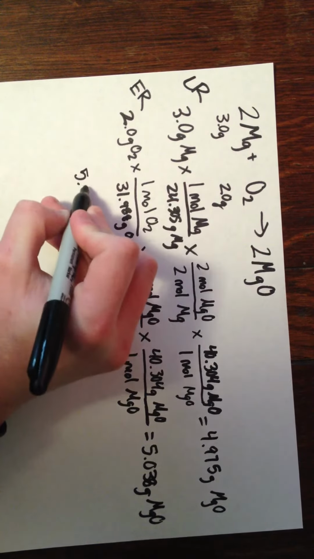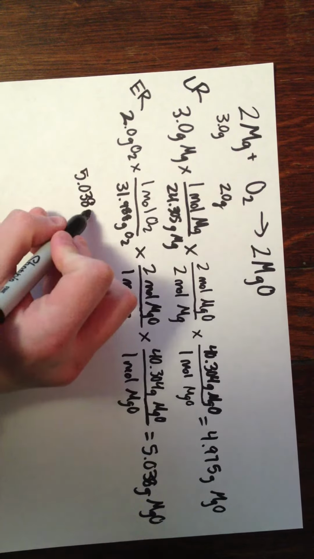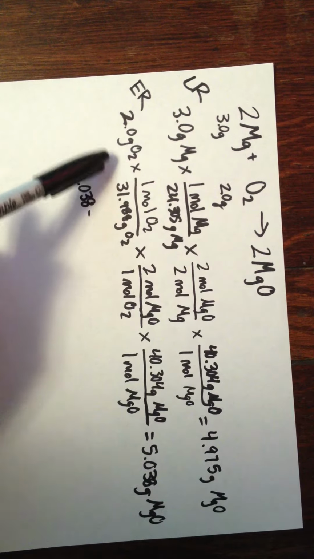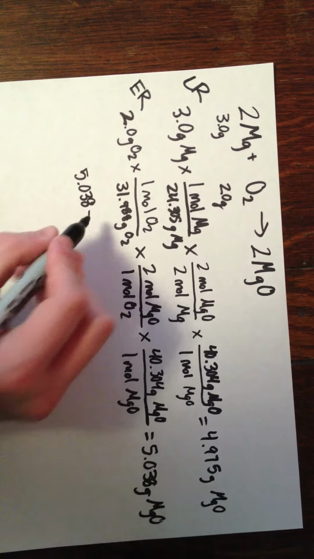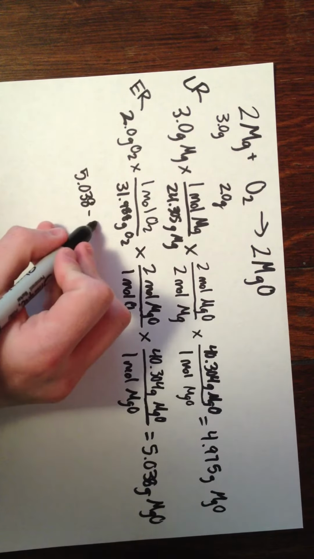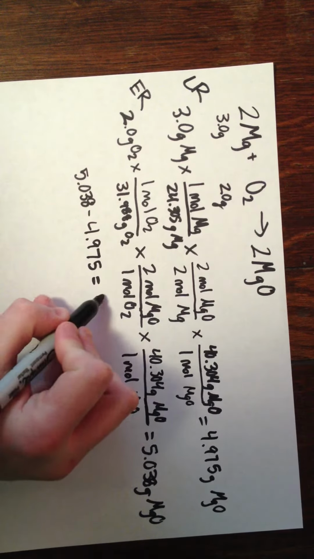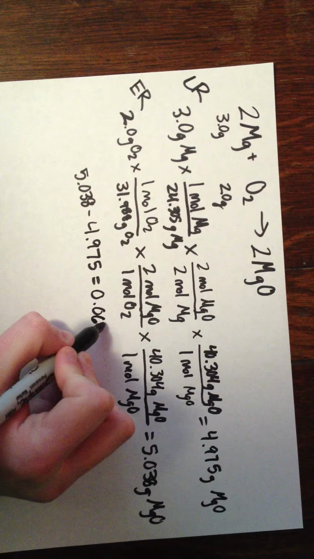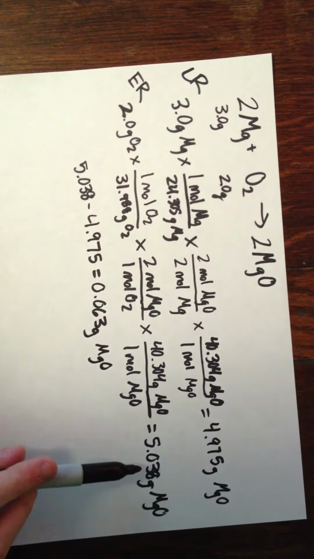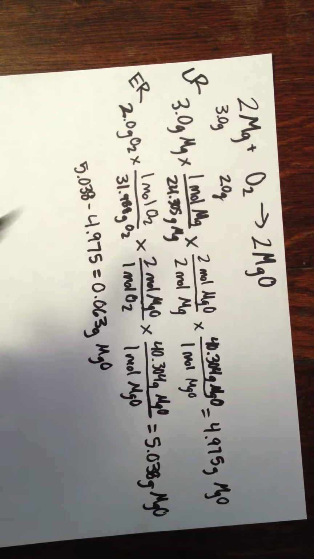So it's pretty simple to find how much magnesium oxide would be left, but then you have to convert it to the original, in this case oxygen. So you do 5.038, and again I'm getting it from up here, and then minus 4.975, calculate it out, and you get 0.063 grams of magnesium oxide. That's how much magnesium oxide is left over when you do this chemical reaction.